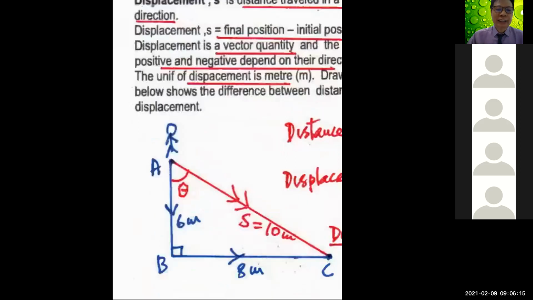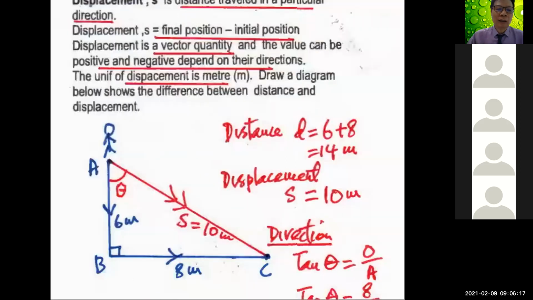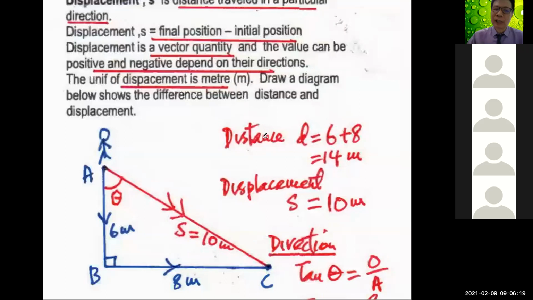For distance and displacement, I think there's no issue. Distance has no direction, so you just add up 6 plus 8, which is 14. For distance we don't care about the direction. Different directions, you just add up. This is called the total distance traveled. So 6 plus 8 is 14. The distance is 14.